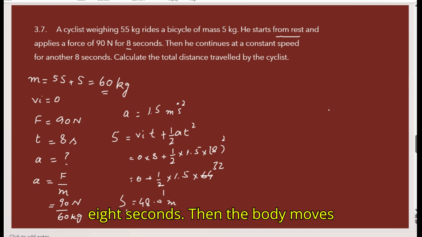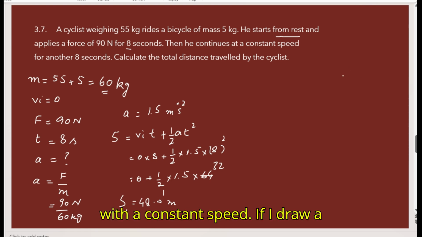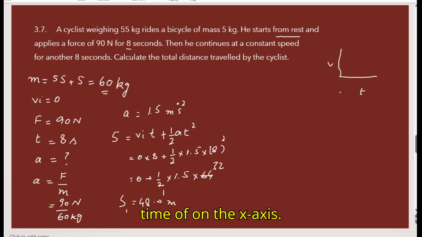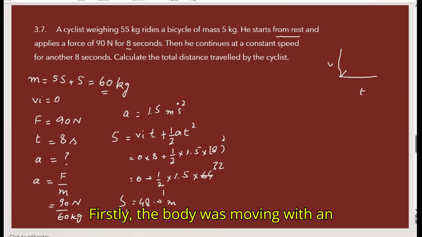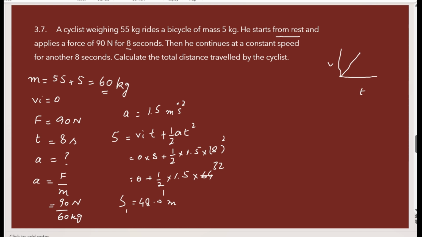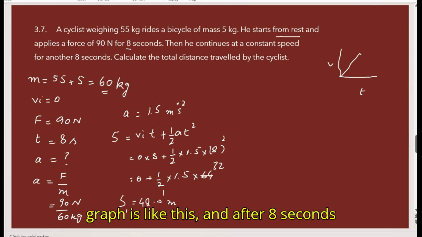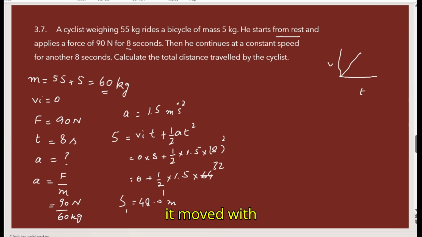8 seconds. Then the body moves with a constant speed. If I draw a graph here, this is the speed time graph, speed on the y-axis and time on the x-axis. Firstly, the body was moving with an increasing velocity, that is with uniform acceleration. The graph is like this. Then after 8 seconds, it moved with a constant speed for the next 8 seconds.